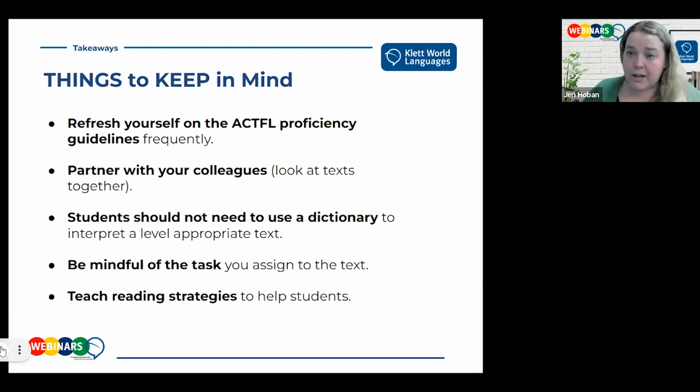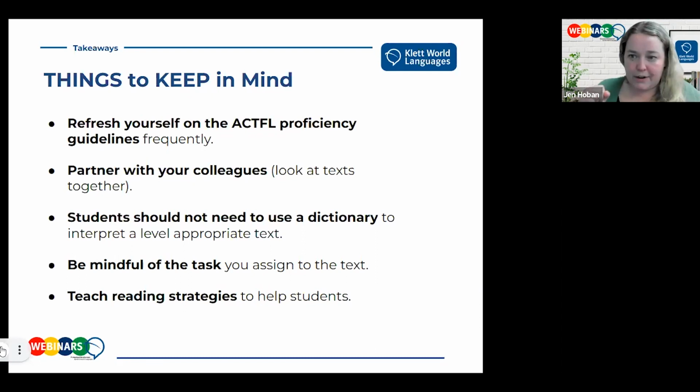So if you are giving something that you know is above the proficiency level, make sure you're asking very broad questions. Like, what is the main idea, or what is in the picture. You're not going to get into the details, right? So changing the task: if it's something you feel strongly you want your students to look at, change the task to make it accessible to your students.